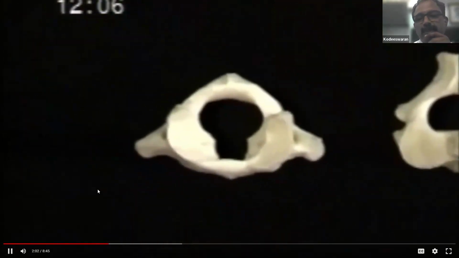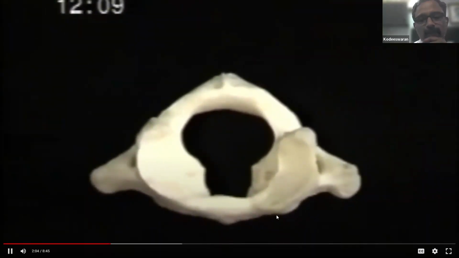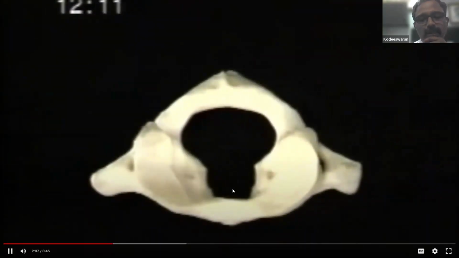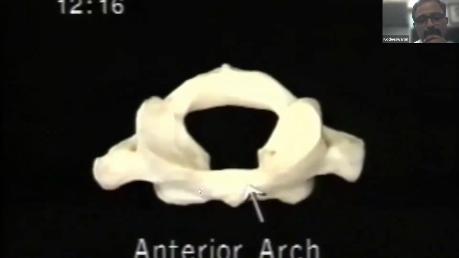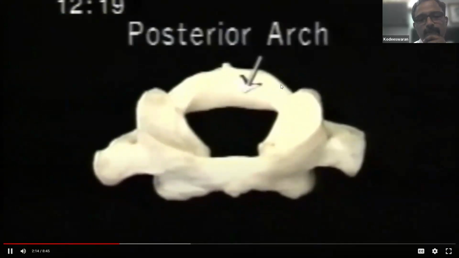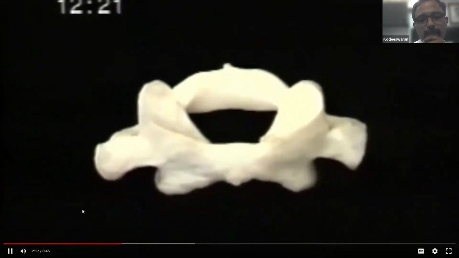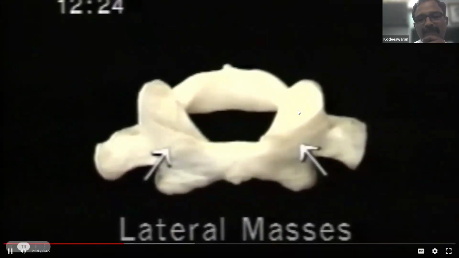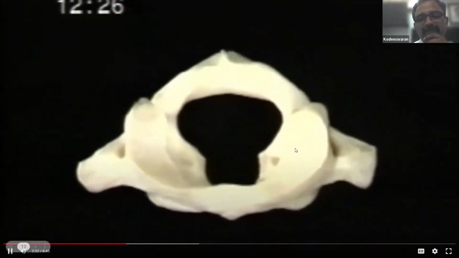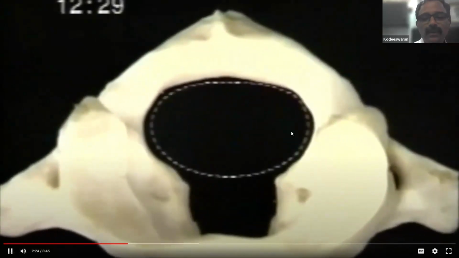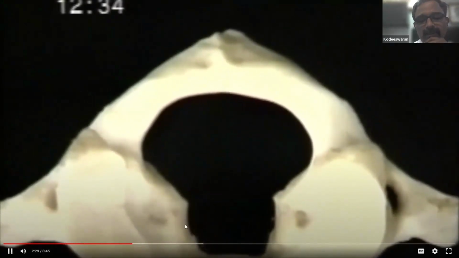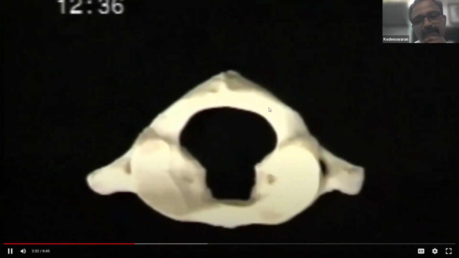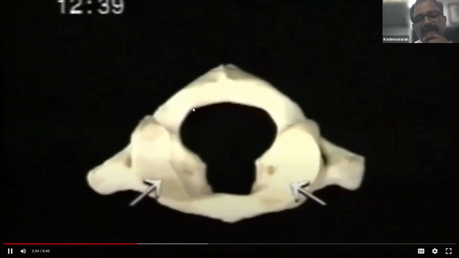Now coming to C1 and C2 anatomy, this is C1, which has no vertebral body. This is the anterior arch, this is the posterior arch. These are the two lateral masses, which have the superior articular facet that articulates with the occipital bone. This is the canal for the spinal cord. This is for the odontoid process. So the vertebral foramen at C1 has both the spinal cord and the odontoid process.